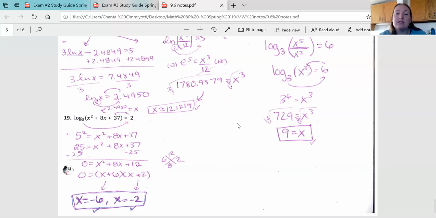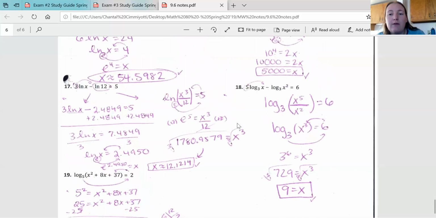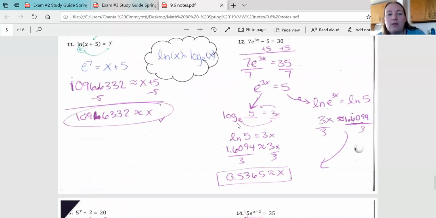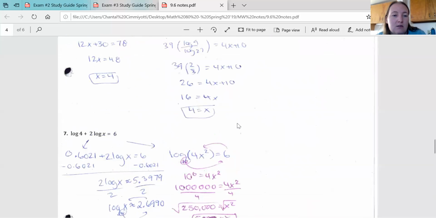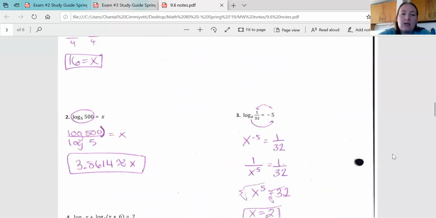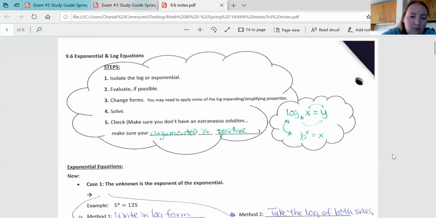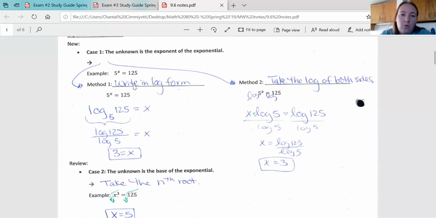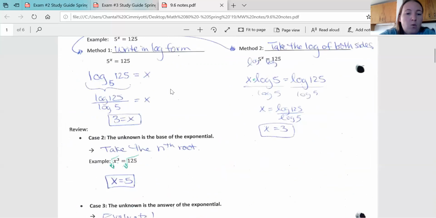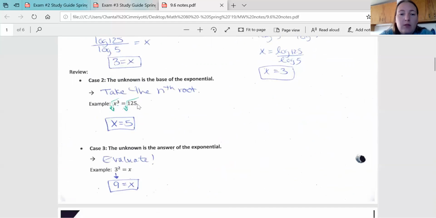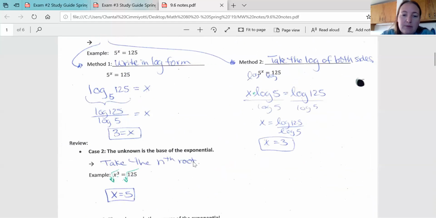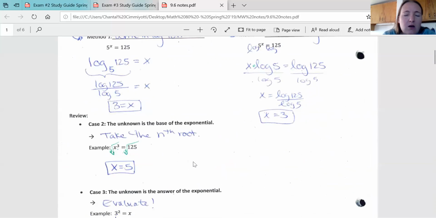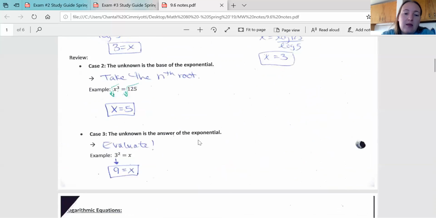There's really 6 cases. I recommend that you write down notes with the main 6 cases. Again, those 6 cases are: when the unknown is an exponent, write it in log form. When the unknown is the base, write it as an exponential. Base of the exponential, my goodness. When the unknown is the base of the exponential, take the nth root.